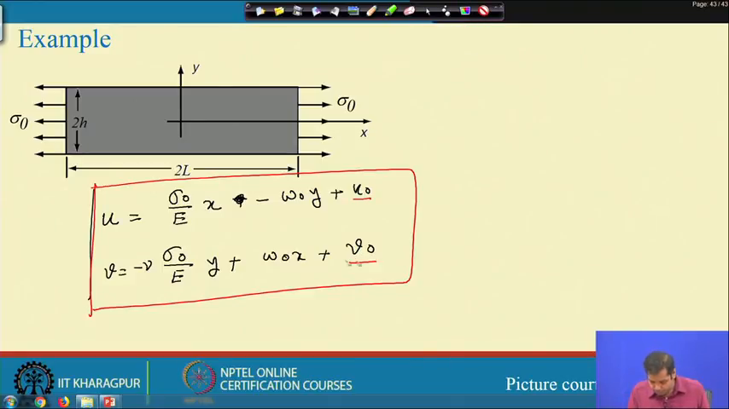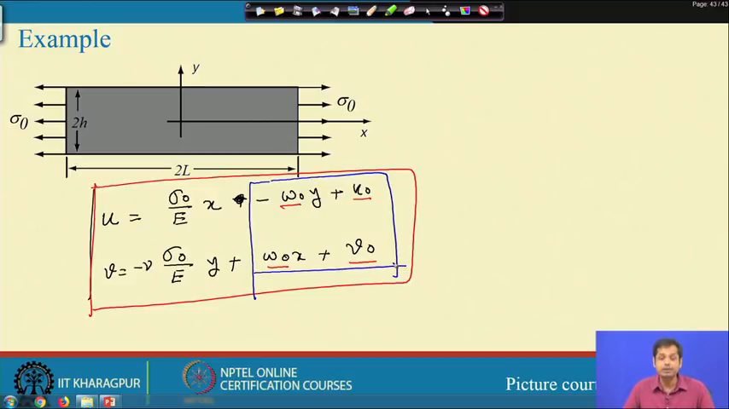W 0, u 0, v 0, omega 0. U 0 and v 0 tell you the rigid body displacement: when x is equal to 0 and y is equal to 0 everywhere, u 0 is the rigid body displacement in x direction, v 0 is the rigid body displacement in y direction, and omega 0 is the rigid rotation. So, this part actually gives you rigid body motion.